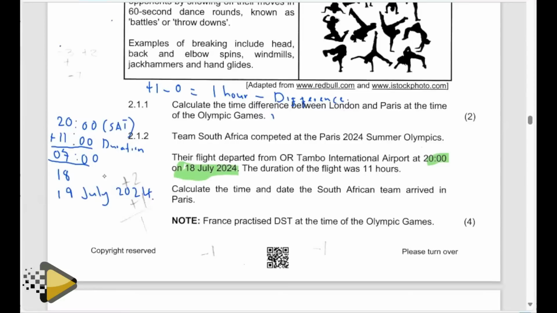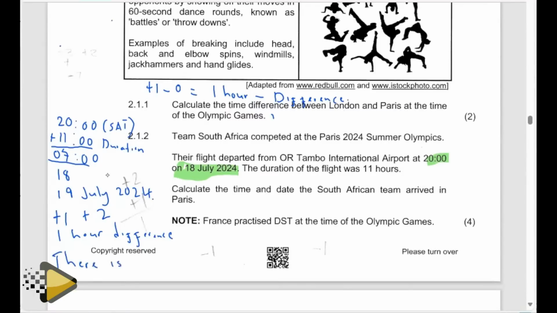Then we also need to factor in the time difference between France and South Africa. Under normal circumstances, France is +1 and South Africa is +2, which gives us a 1 hour difference. But let's bear in mind that during this period, France was practicing DST. So when France is practicing DST, there is no time difference between South Africa and France.